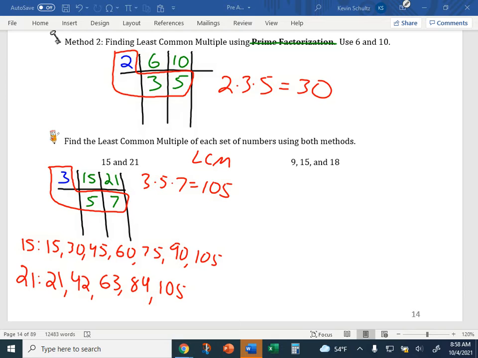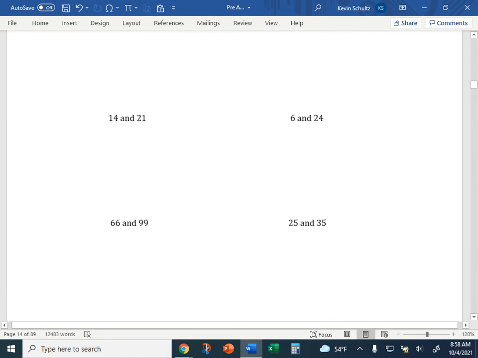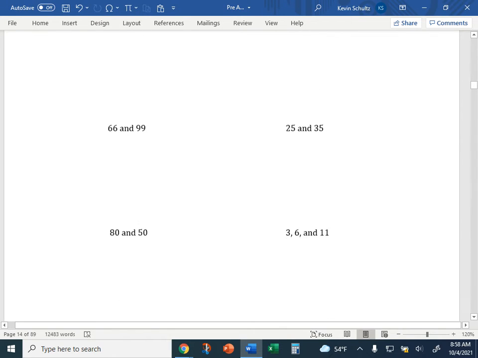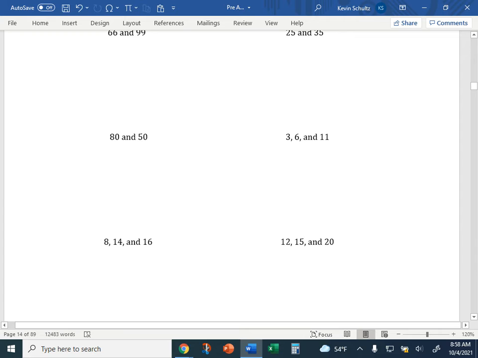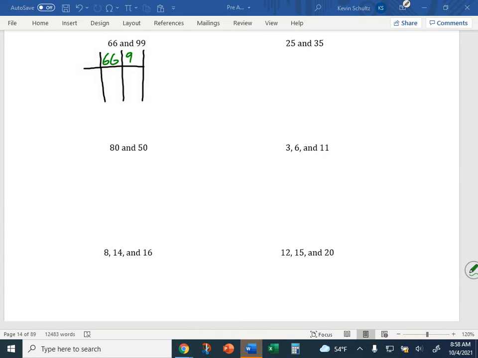Let's look on the second page and let's find one where that's the case. Let's look at 66 and 99, because someone mentioned that earlier as well. As much fun as listing would be here with 66 and 99, ay caramba, let's start with the grid and see where that gets us here.